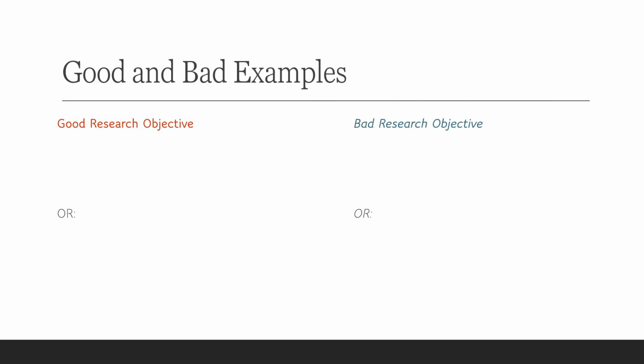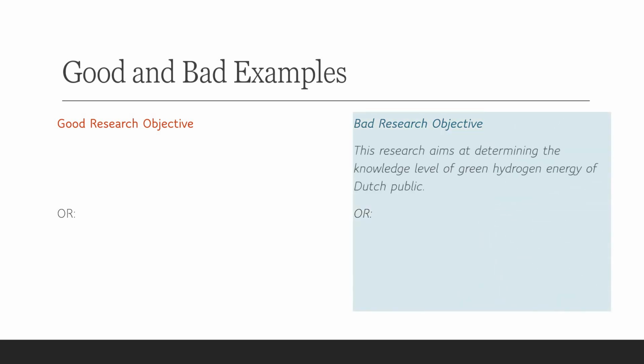Now I'm going to show you some bad examples of research objectives which I have seen from the journal entries. One group says this research aims at determining the knowledge level of green hydrogen energy of the Dutch public. This is not correct, because such a research objective indicates a quantitative research using a questionnaire survey, while in our research, we only use semi-structured interviews. In other words, with only 6 people I cannot determine the knowledge level of the Dutch public.